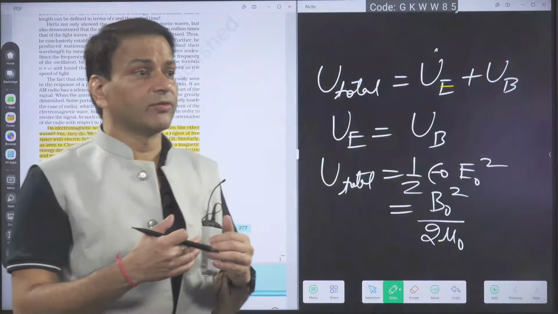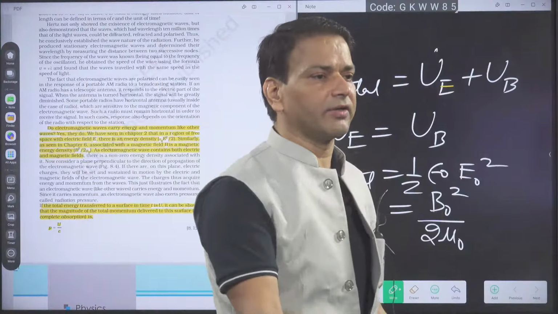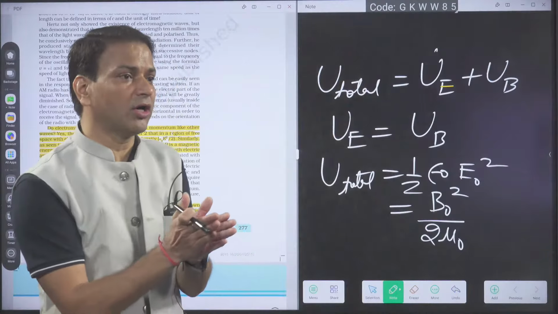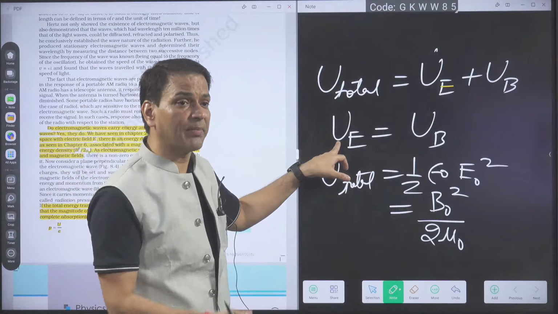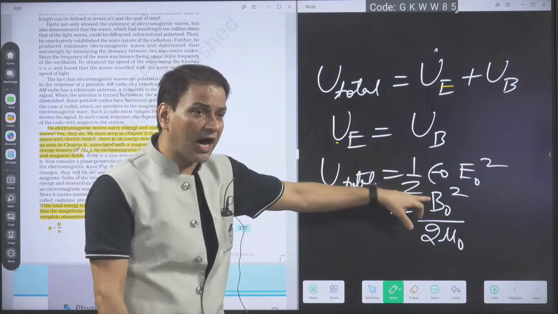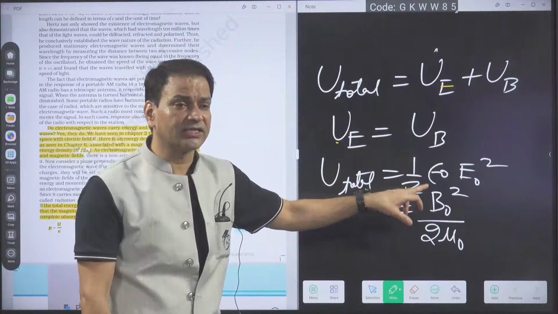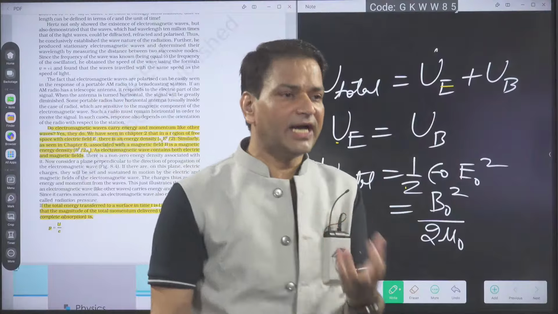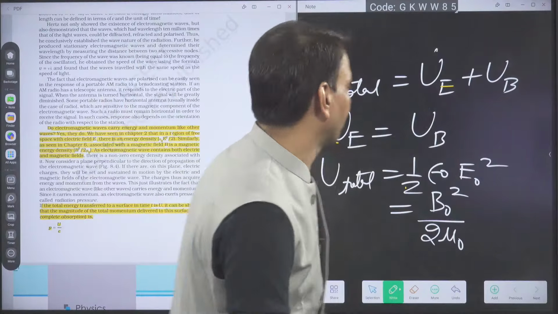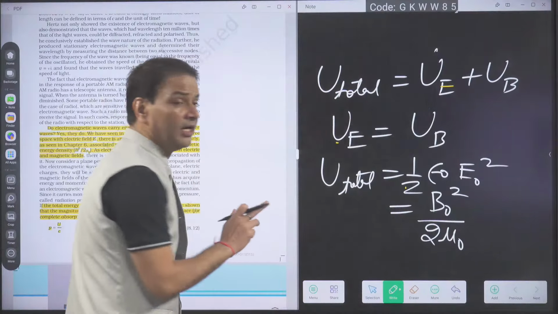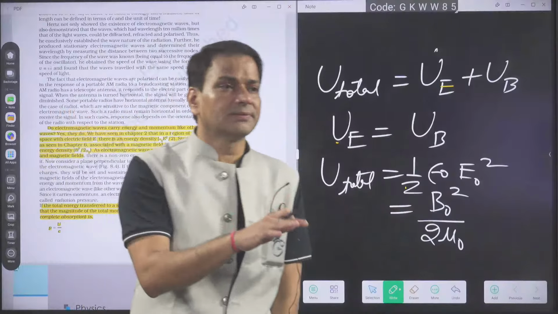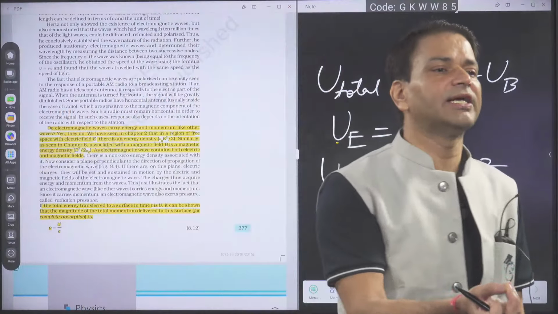But suppose I am asking, what is the energy density due to electric field? Due to electric field means what? I am asking U_E. Then it means it is half of this. When you take half of this, E naught by root 2 is the E_RMS. So in that case, U_E is equal to half epsilon naught into E_RMS squared.